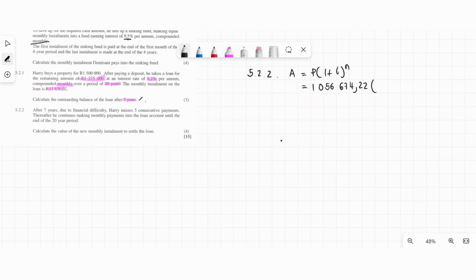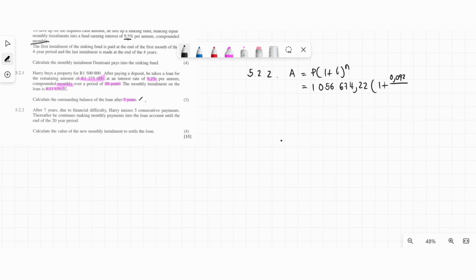Then what do we know? We know the fact that our i is going to be what? Our i is going to be 1 plus the same interest rate from the previous, because it doesn't change when you purchase a property.